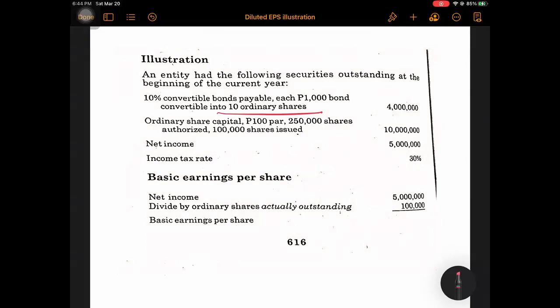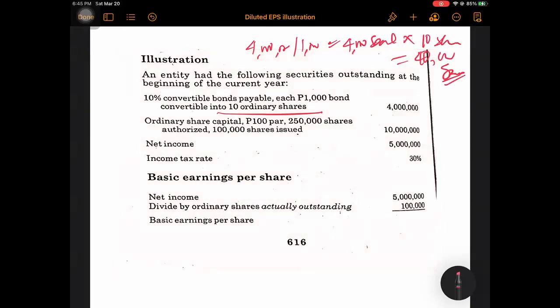Since you have 4 million worth of bonds payable, that's 4 million divided by 1,000, so you have 4,000 bonds times the number of shares per bond. So you can convert it into 40,000 shares.